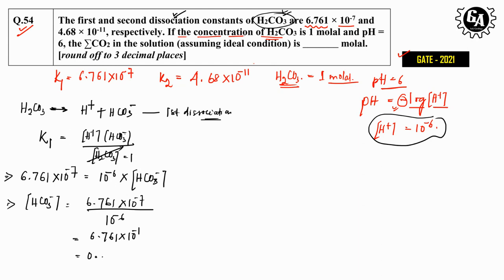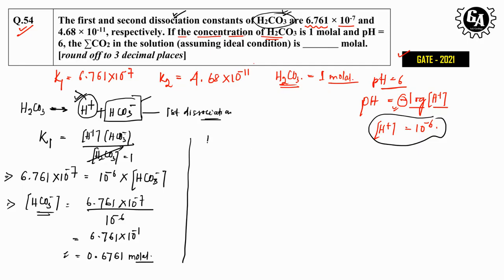So it is 0.6761 molar. Okay, what is the concentration of HCO3 minus? That is 0.6761 molar, for the first dissociation constant. But now you can see this HCO3 minus can further dissociate.